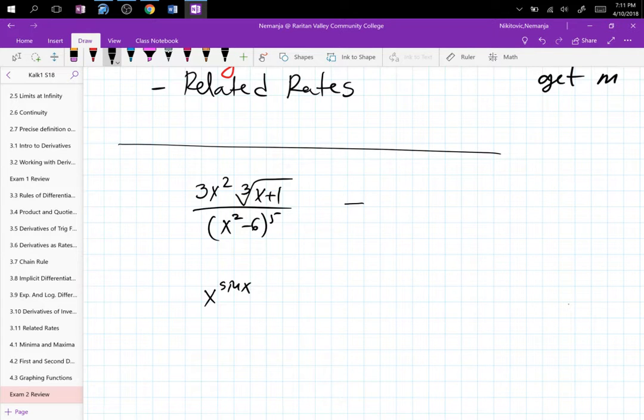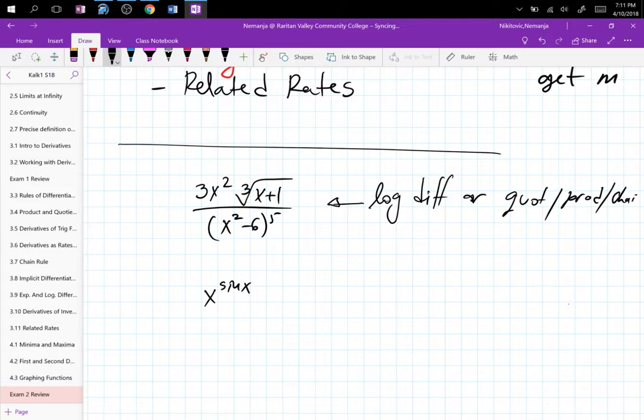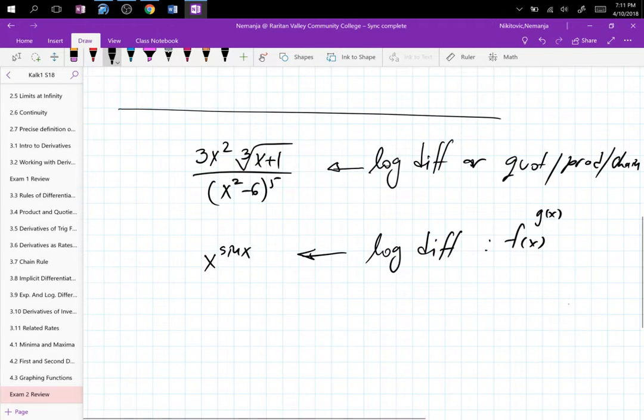So this problem is log diff or quotient, product, chain. But this one is log diff and that's it. There's no choice. So logarithmic differentiation every time when you have f of x raised to g of x.